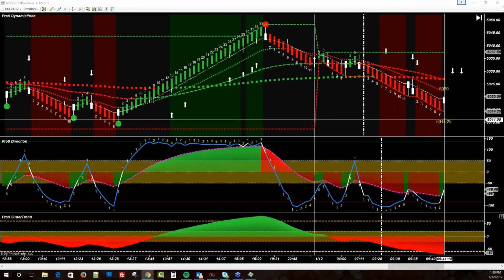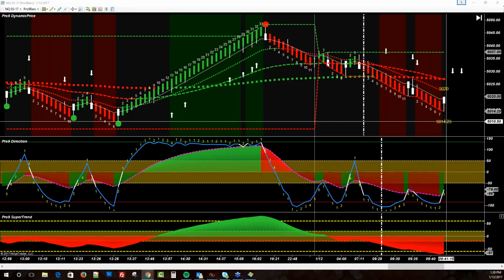All right, so let's get back to our NQ examples. So we did get stopped out with our trailing stop, still managed to grab a couple ticks. And now I'm looking for another continuation.